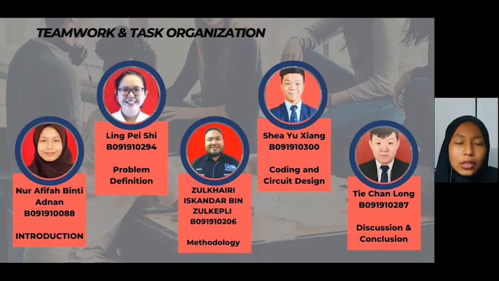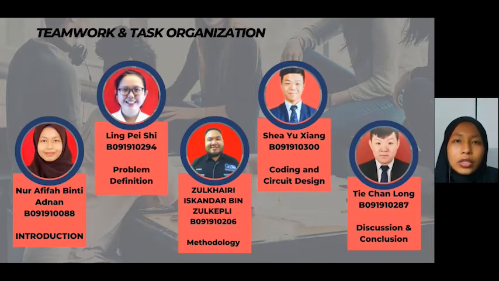So here is our teamwork and task organization. Firstly, my name is Afifa binti Adnan, and I will do the introduction about the automatic light system. Next, Lin Pei Shi will explain the problem definition in this topic. Then Zulhairi Iskandar bin Zulkifli is responsible for the methodology. Next, Xia Yujiang is responsible for conducting the coding and circuit design. And lastly, T. Chanlong will do the discussion and conclusion for the overall topic.